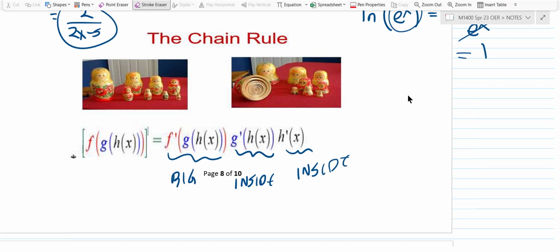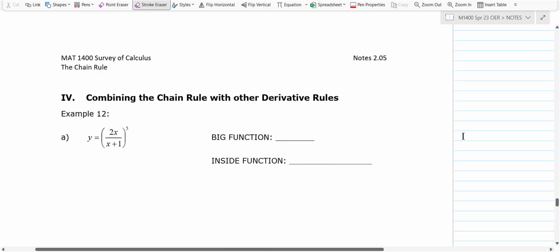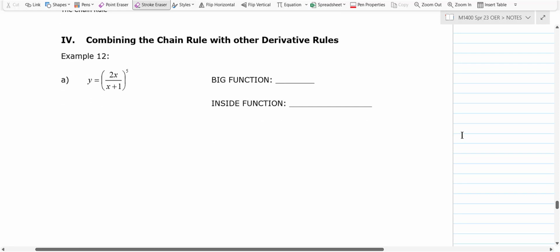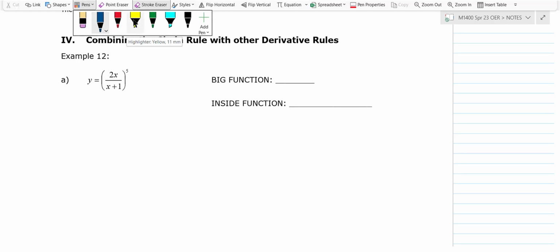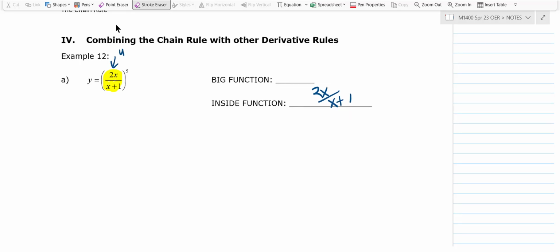Okay, let's go to the next page and let's go ahead and work these two examples out right here. And again, we're not going to do the y and u thing. We're just going to think about what is the inside function. Well, the inside function is that thing right there. It's inside of another function. So just write down the inside function's 2x over x plus 1. Okay, so what's the big function then? It's really u to the 5th.